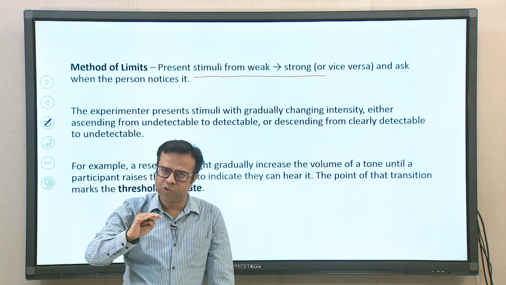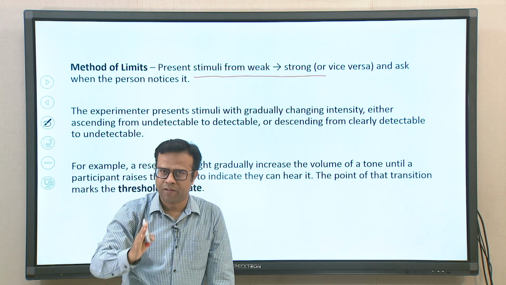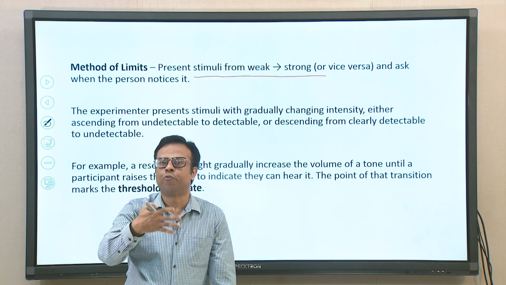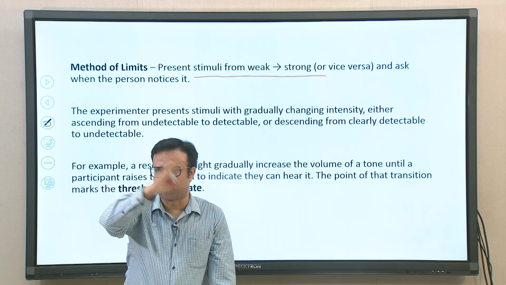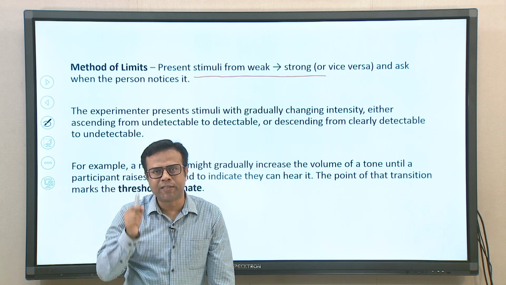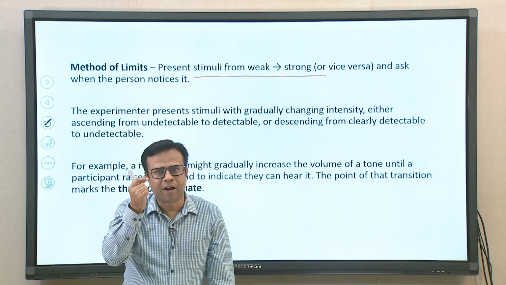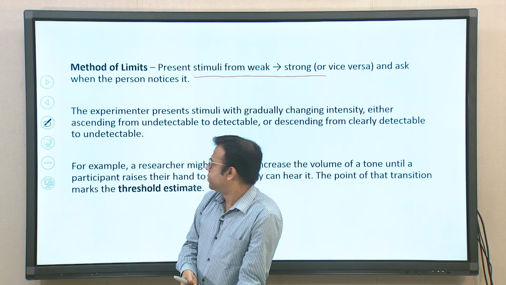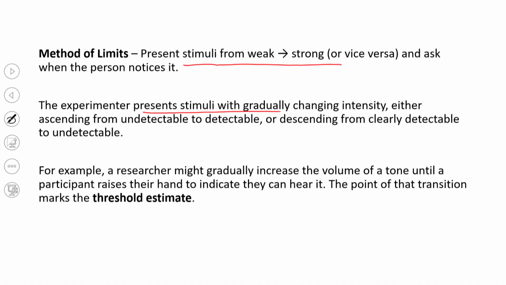Once they increase slowly to the point where, for the first time, the participant detects it, saying, okay, now I can hear this sound. So, they present stimuli from weak to strong or vice versa, from strong to weak, mostly weak to strong, and ask the participants when they first notice, now I can notice this sound, when they first detect it. That is called the method of limits. So, the experimenter presents stimuli with gradually changing intensity, either in an ascending or descending way, from undetectable to detectable or the other way around.